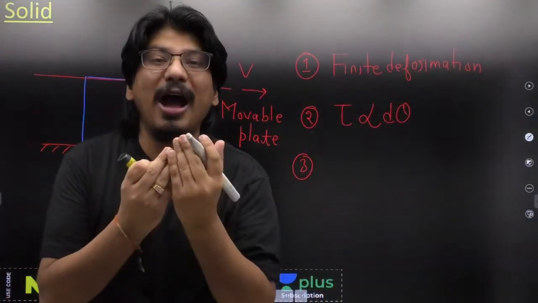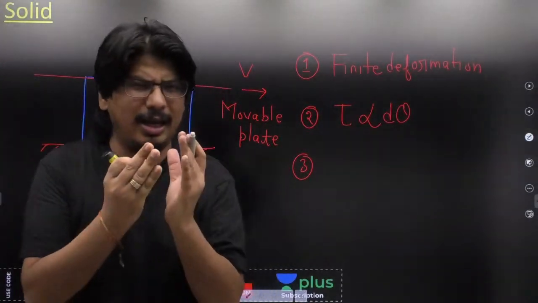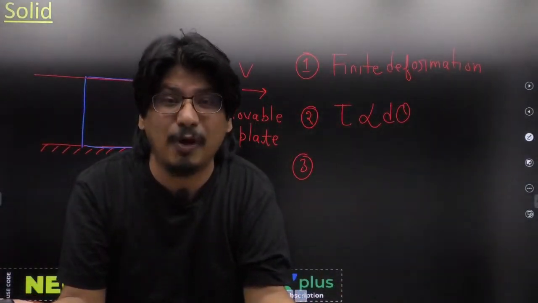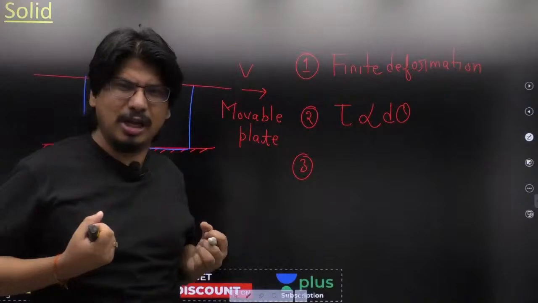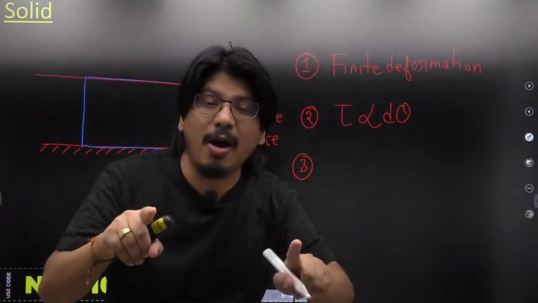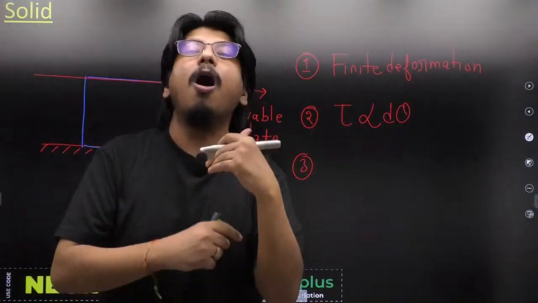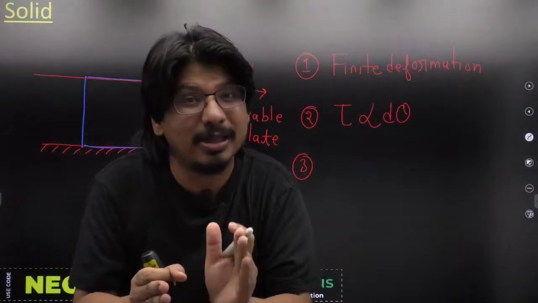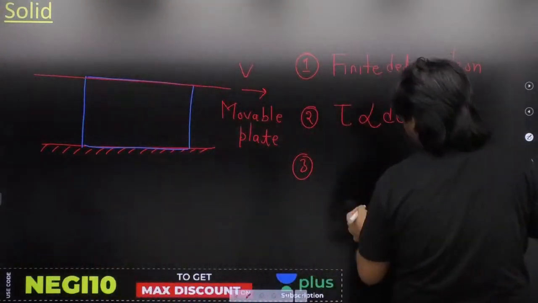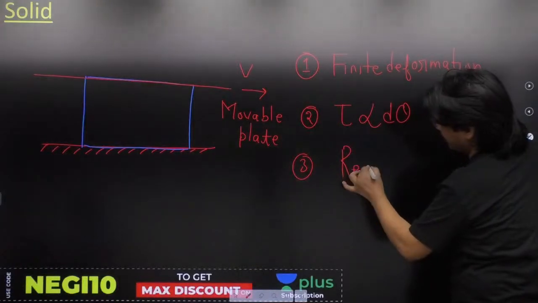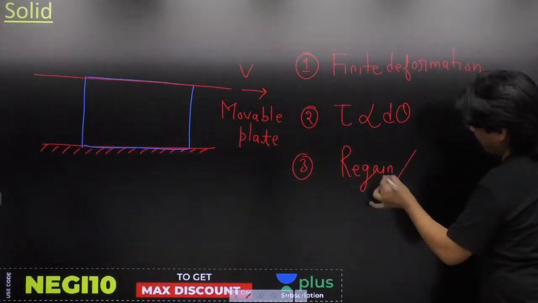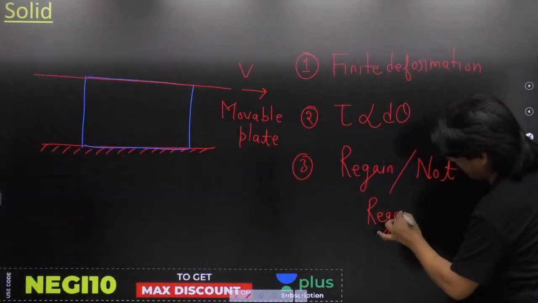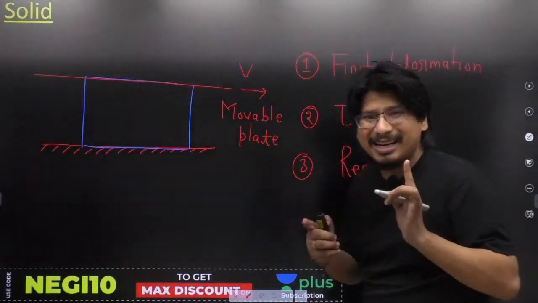It depends. If I am applying the shear force, this solid will be undergoing some finite deformation. Now when I am removing this shear force, whether this solid will regain its original position or not will depend on whether the deformation is elastic or plastic. So it depends. It can regain, or it will not regain the original shape. It depends, beta. Fine. These are the points related to solid.